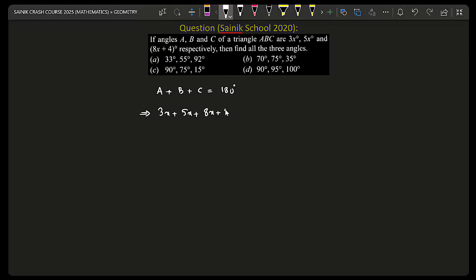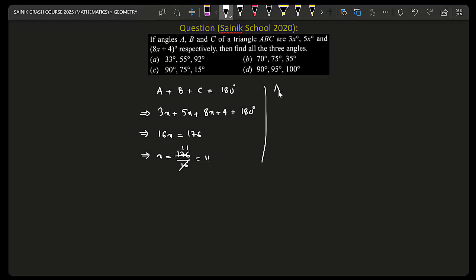Okay, according to the question, whatever expressions are given, we substituted. Now let us simplify this. 16x is equal to 176, you transposed the 4 to get 176. x is equal to 176 by 16. Can you divide? 11 sixteens are 176, so x is 11. But we need to find all the three angles.